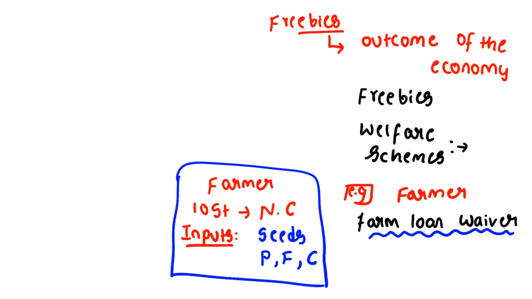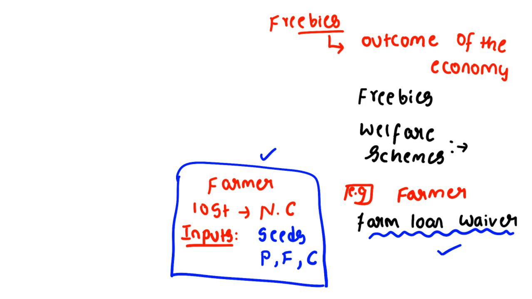So the author here is saying, see, the first one is a freebie, but the second one is a welfare scheme. For the empowerment of the farmer, the government is coming with a few measures. These need not be neglected at any point of time.